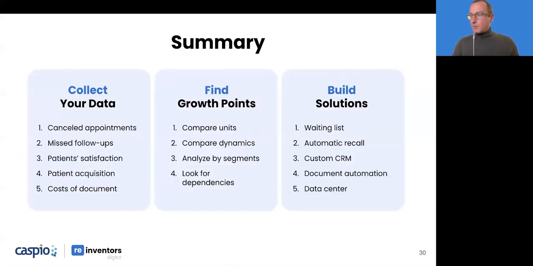Good. I think we are almost finished. We have been talking for almost 1 hour. Let me make a brief summary. So, three steps. First, think what data you have. Collect this data, calculate the metrics. Then analyze it, slice and dice it, try to watch it from different angles, compare between units, compare dynamics, and so on. Find your growth points, understand where to apply your efforts and what you can do with that.